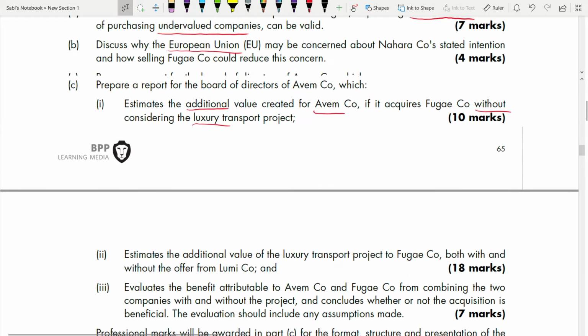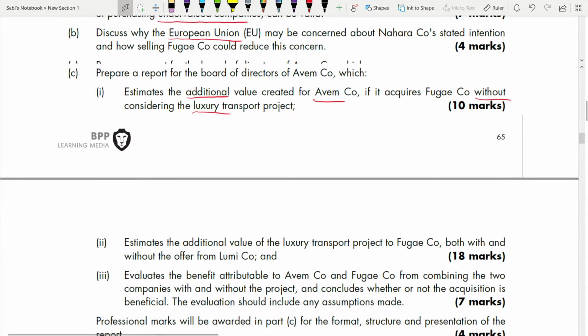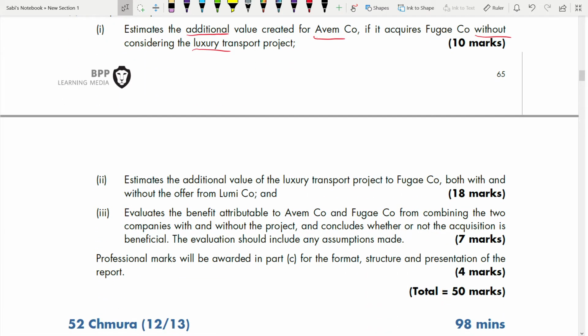So if you see this, 7 and 4 makes 11 marks, and 11 is just separate theory, but even in this report you have to write, not just the calculation part. Now coming to the second part of the report, estimate the additional value of the luxury transport project to Fugai both with and without the offer from Lumi company.